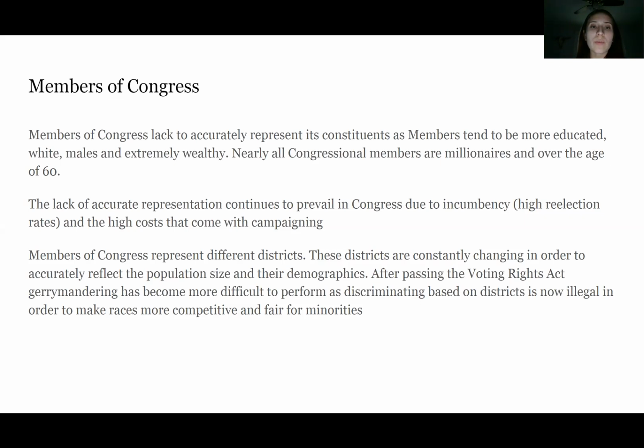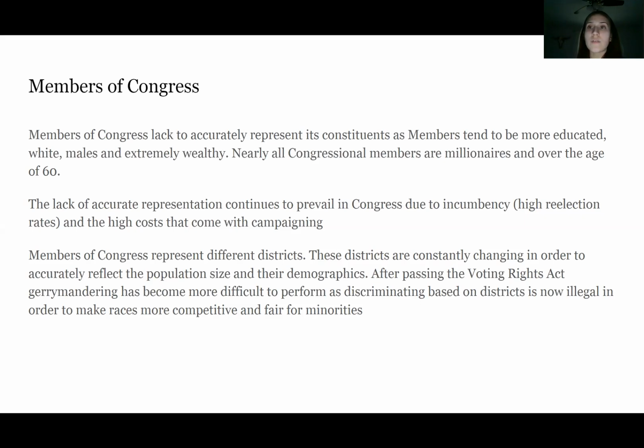Members of Congress represent different districts. These districts are constantly changing in order to accurately reflect the population size and demographics. After passing the Voting Rights Act, gerrymandering has become more difficult to perform, as discriminating based on district is now illegal in order to make races more competitive and fair for minorities.